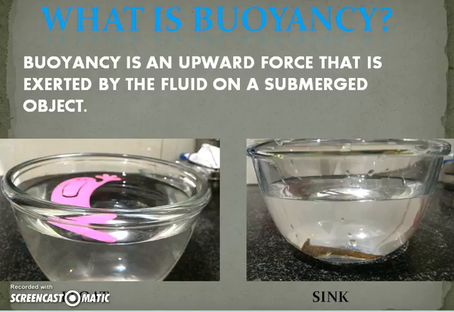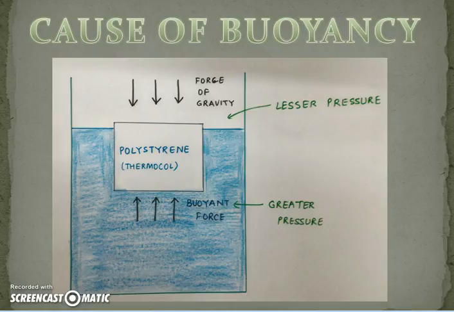Buoyancy can have two very different effects on an object. Either the object would float, as in the case of this paper clip here, or it could sink, as in the case of this iron nail here. So now we know what exactly is buoyancy. So we will try to understand what is the cause of buoyancy.